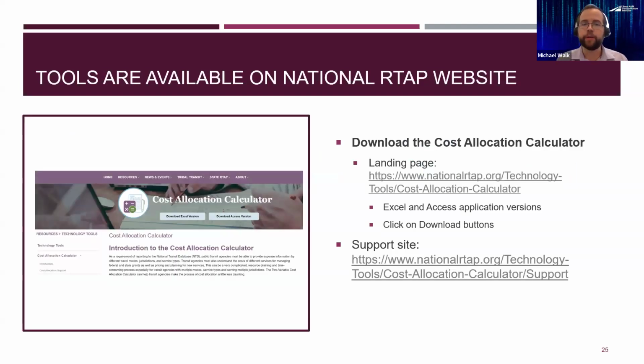So both of these tools, if you've never downloaded them before or you want to download the new version, you can visit National RTAP's Cost Allocation Calculator website. You can see a screenshot of it here on your slide, and then the link is available on the slide deck, or if you just Google National RTAP Cost Allocation Calculator, you'll probably get to the right page. There's also a support site where you can look at the manual, and there's also the videos that Nancy was talking about earlier. Now, both the manual and the videos do still need to be updated to reflect the minor modifications in version 4.1 of both calculators, and that'll be happening soon.